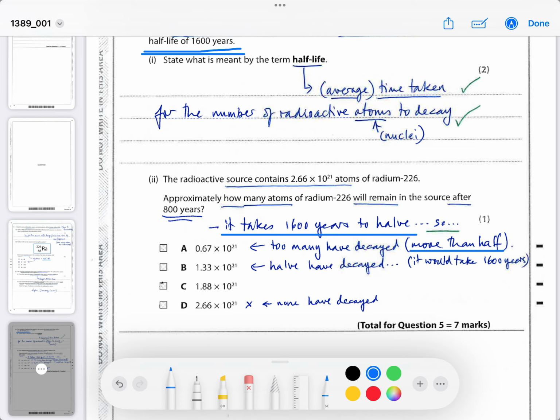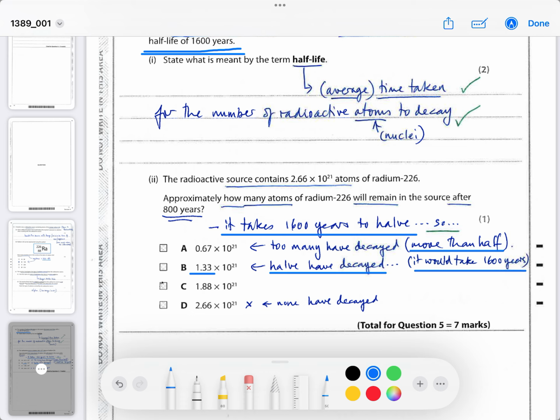B, exactly half have decayed in B. Yeah, so if half have decayed, it's gone from 2.66 to 1.33. So if it's gone exactly half, it would take 1600 years on average for that to occur. Okay, so that would be the half-life.